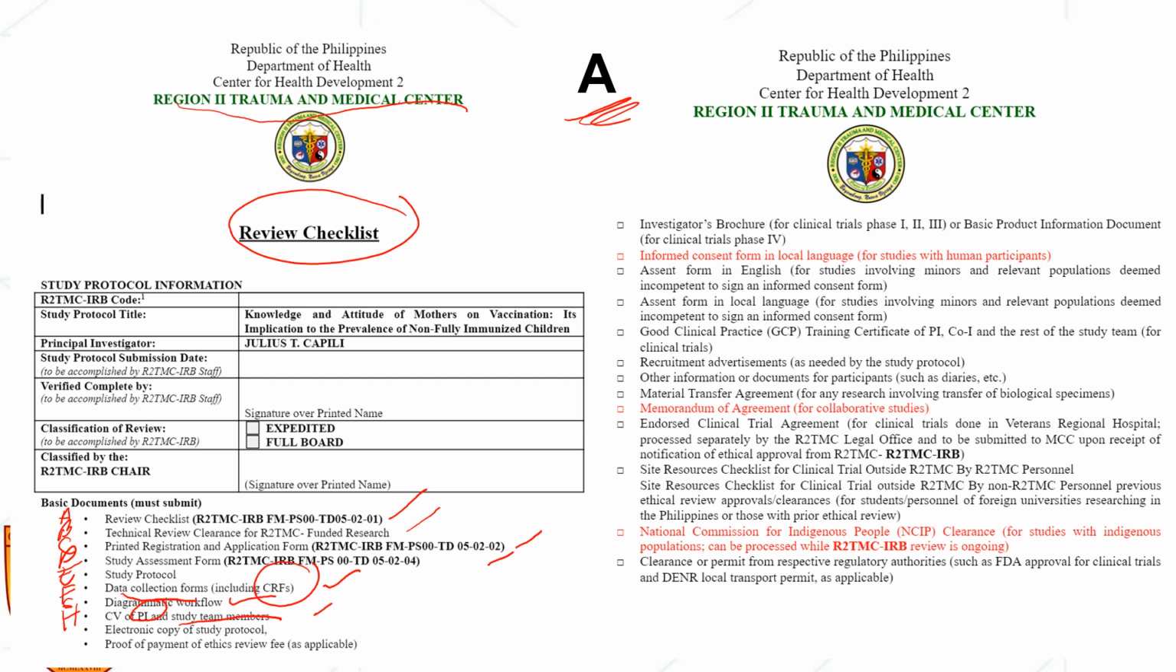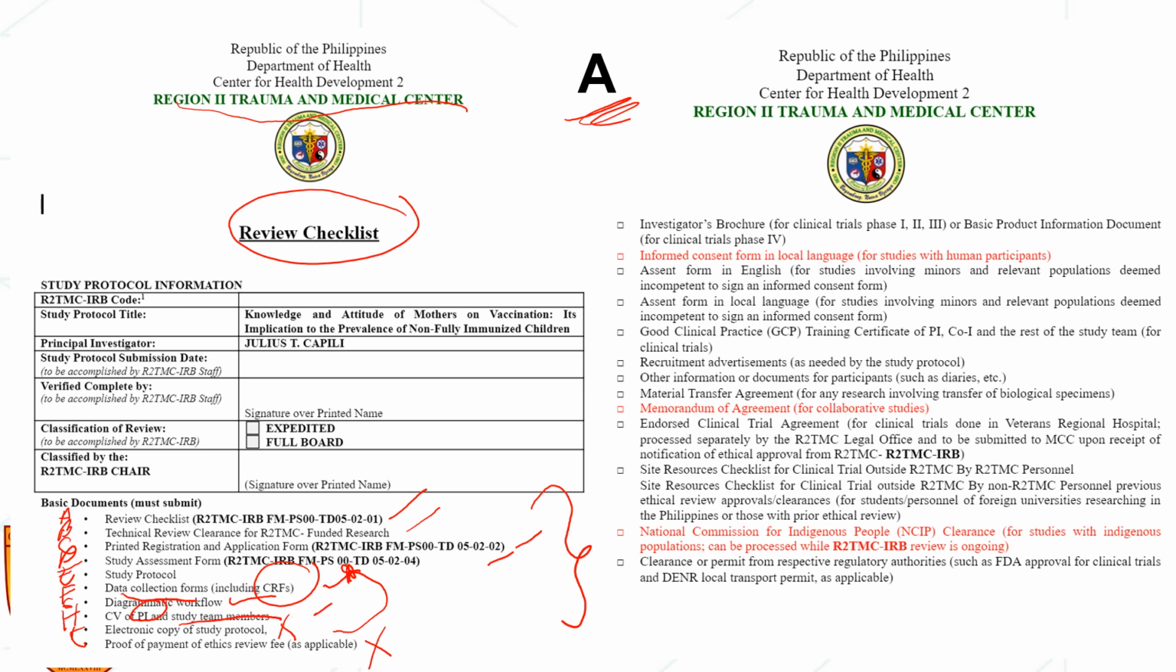Letter I is the electronic copy of the study protocol. We don't do this at this time because it's pandemic. We submit all these through email. So there's no need for I because this would also be your letter E already. Then proof of payment as applicable. We also skip this.